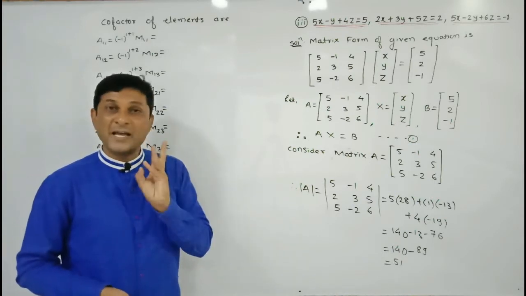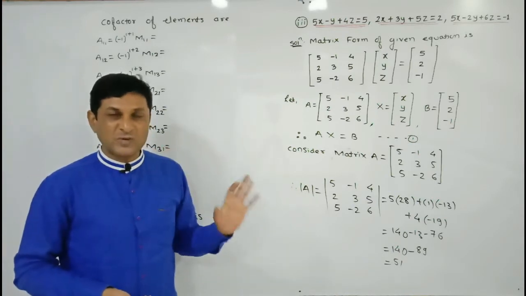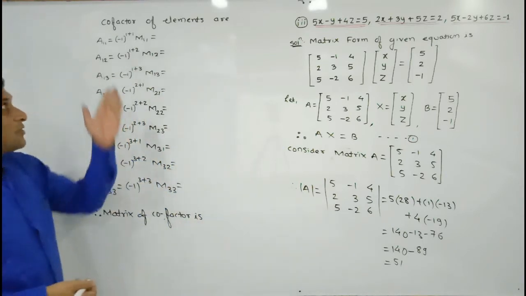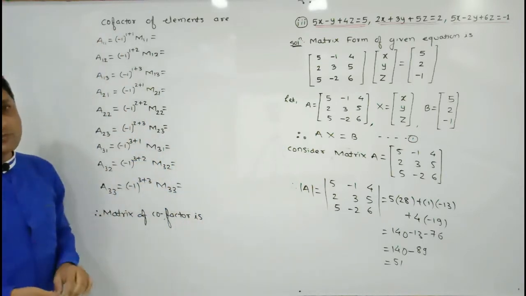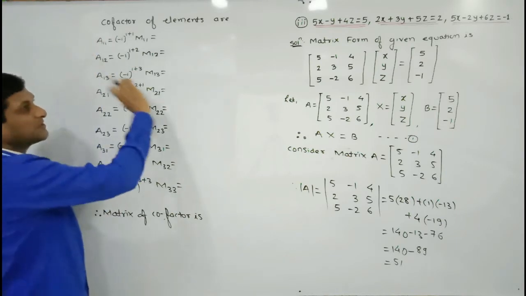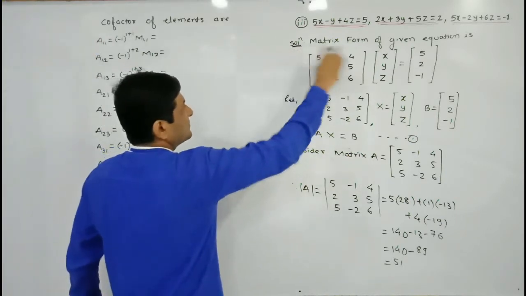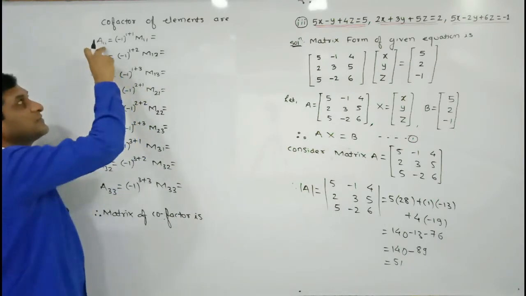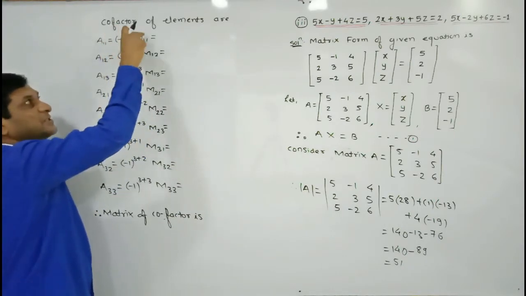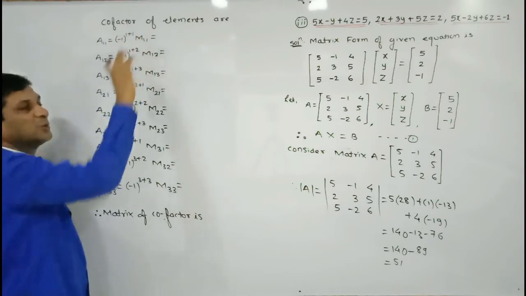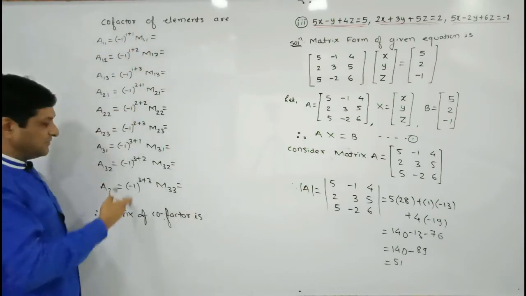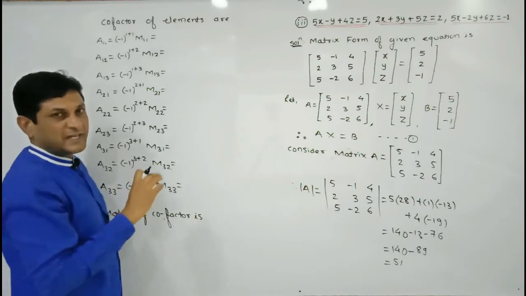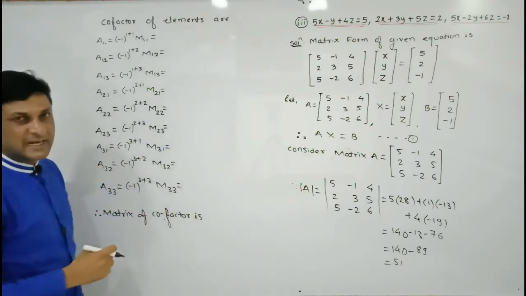What is that formula? Aij is equal to minus 1 raised to power i plus j into Mij. Applying that formula, let us find the cofactor of all these 9 elements. For the first element, it lies in the first row and first column, which means i is 1 and j is also 1. The formula is minus 1 raised to power i plus j into Mij, and i and j both are 1. In the same way, we apply this cofactor formula to all the 9 elements.